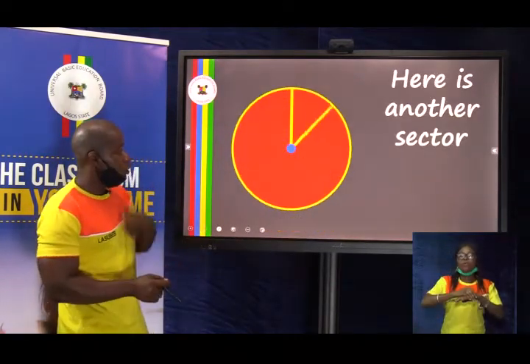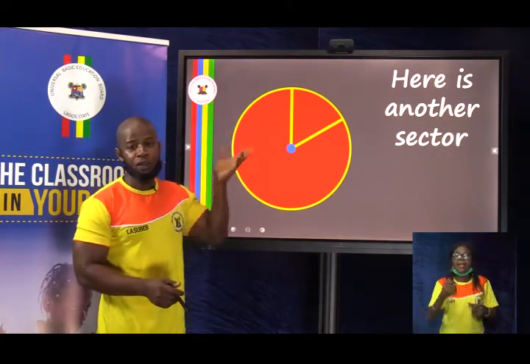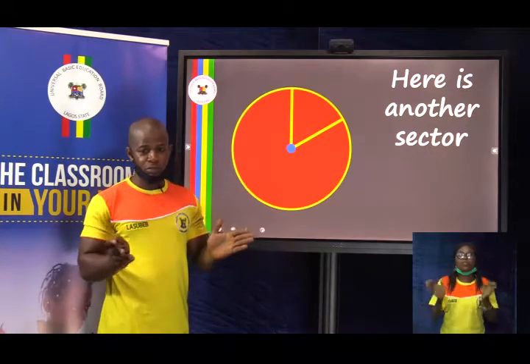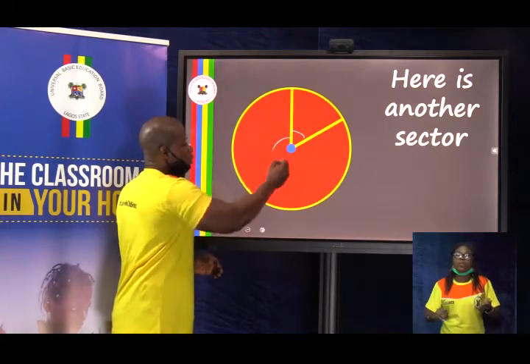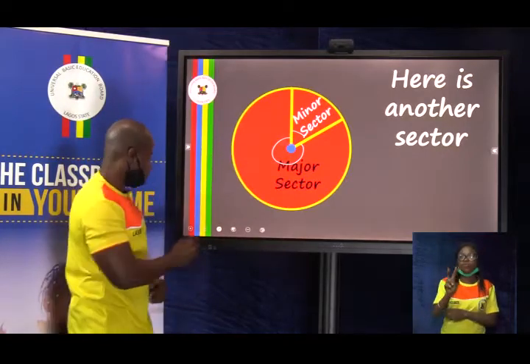Now, moving on. So here is another sector. Anytime you have an angle, automatically you have a sector. The smaller one, minor sector. The bigger one, major sector. As you can see, minor sector, major sector.